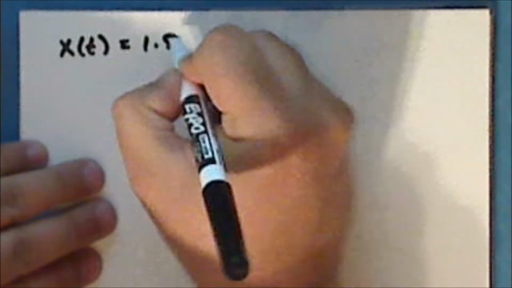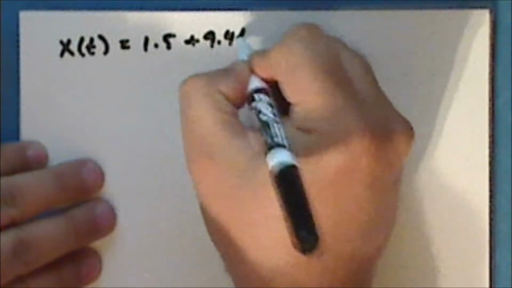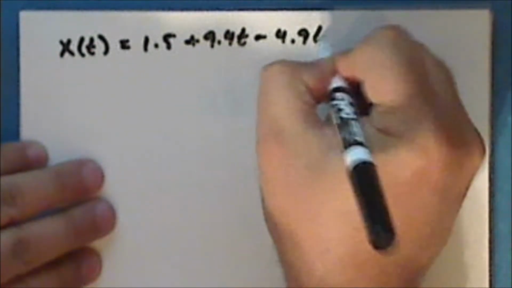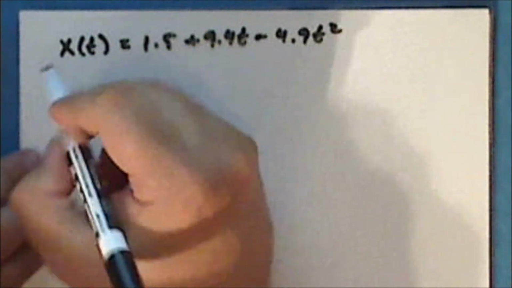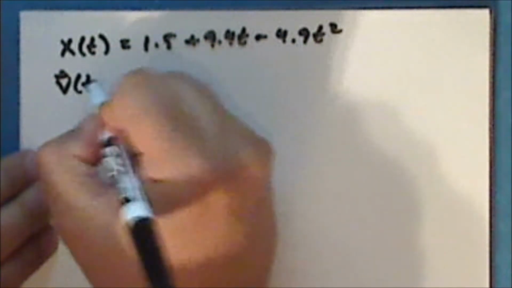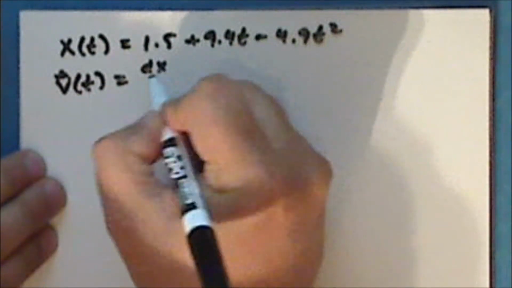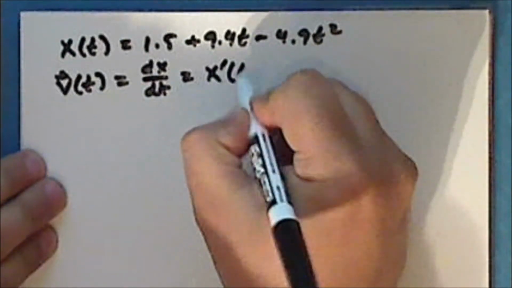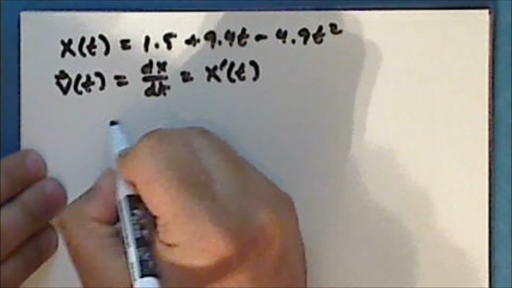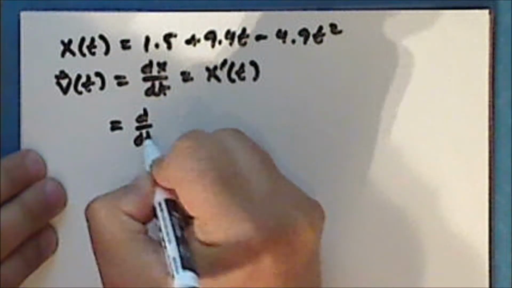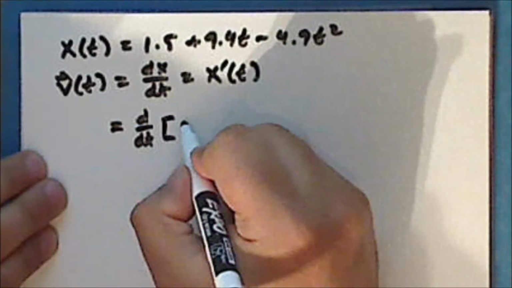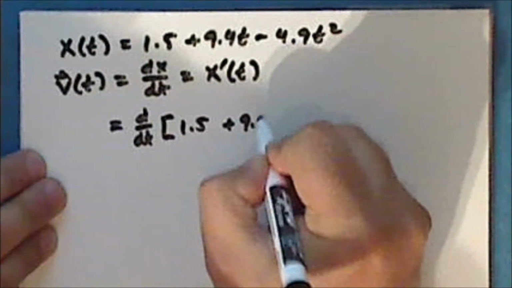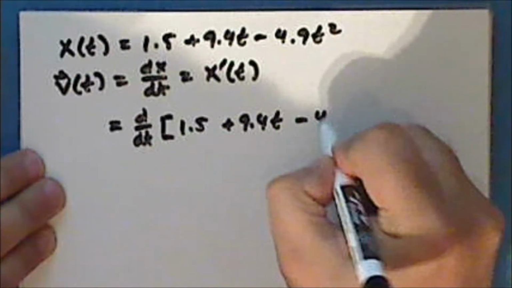Okay, so once again we have the position function x of t is 1.5 plus 9.4 times t minus 4.9 times t squared. The instantaneous velocity at any given time t is the derivative of the position with respect to time, and we can also denote this as x prime of t, and this is the derivative with respect to t of the polynomial 1.5 plus 9.4 times t minus 4.9 times t squared.